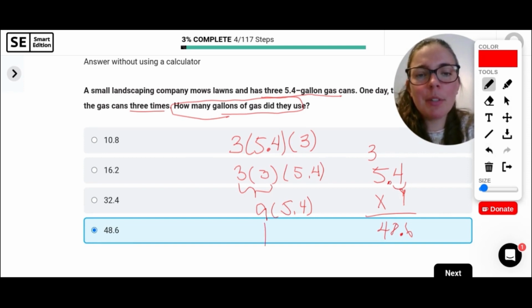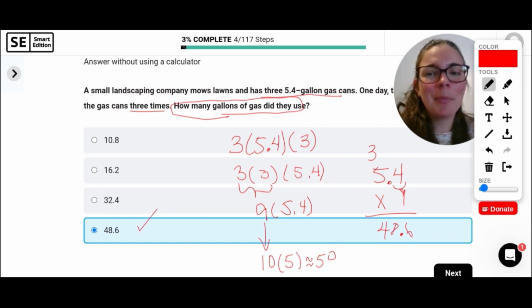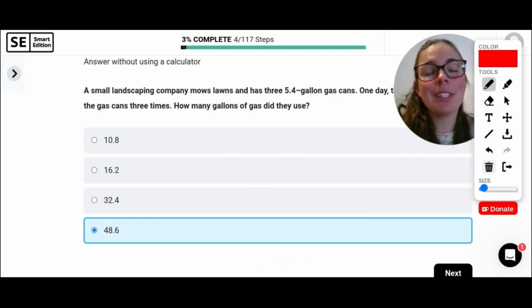Again, estimation could be really helpful for a question like this. If you knew 3 times 3 was 9, let's round it to 10 and then multiply it by 5.4, which is close to 5, so we know our answer should be around 50. Okay, so that could be helpful and also is pretty validating when we look at our answer of 48.6. So if some of these algorithms are tricky to you and you're having a hard time remembering, know that there will be times when you could just estimate and use friendlier numbers to help make your life a little easier, especially on the questions that you can't use a calculator.